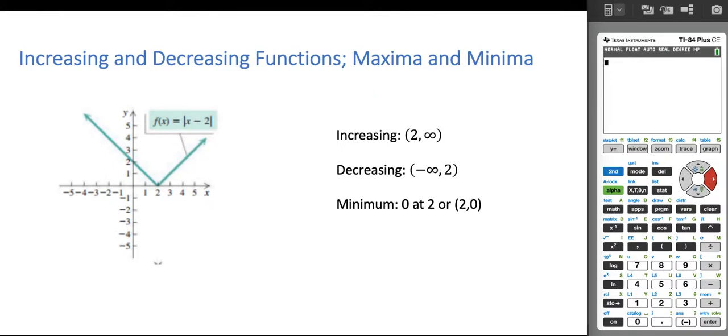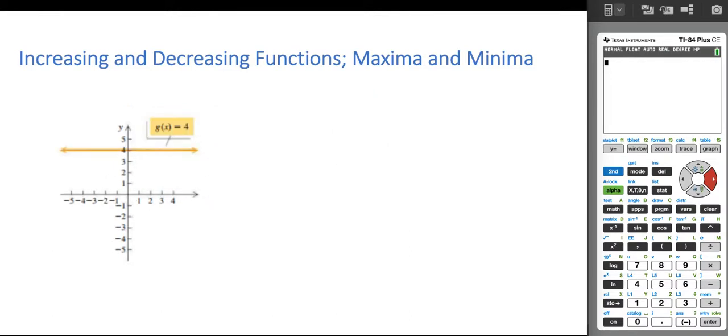Okay, one last example here. Here's an example of a constant function, and the function is g(x) = 4. So this function isn't increasing and isn't decreasing. It is constant over the entire interval. So it is constant from -infinity until infinity.